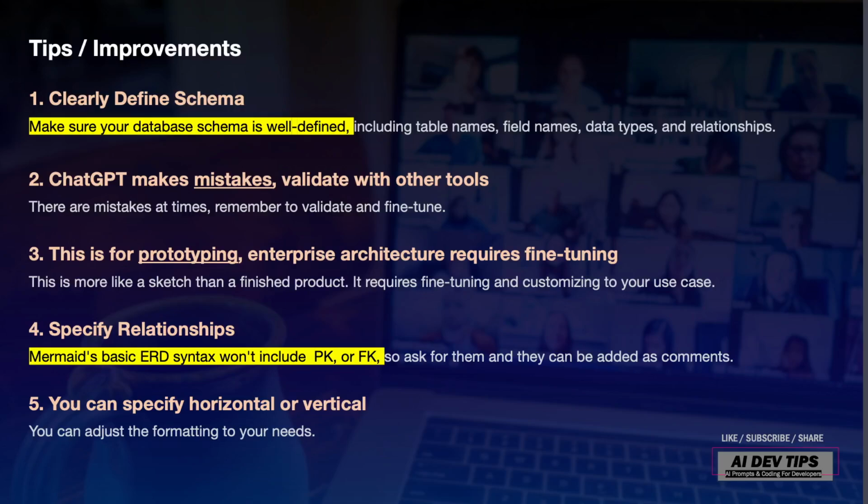There are a couple other things. You can specify horizontal or vertical orientation. You can also specify the theme color. And there are some other variables as well. Lastly, it goes without saying, ChatGPT does make mistakes, so make sure to validate this and use other tools. And remember, this is for prototyping. Enterprise architecture does require fine-tuning and customization to your particular use cases.